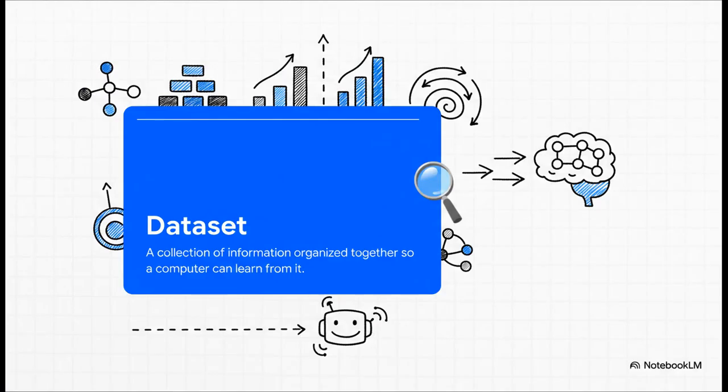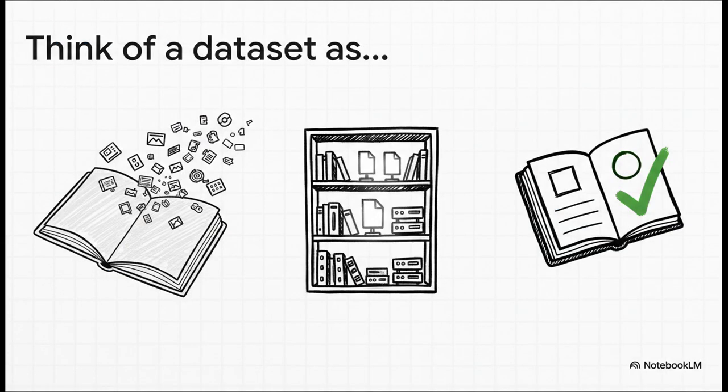So what is a dataset? It's really not magic or anything complicated. At its core, it's just a big collection of information. Could be any information, really. The key is that it's all organized in a special way so a computer can look at it and start finding patterns.